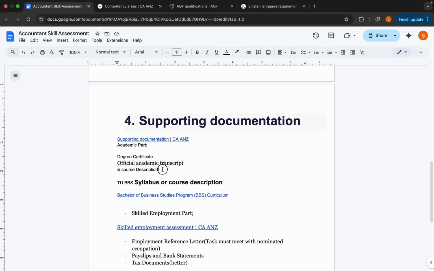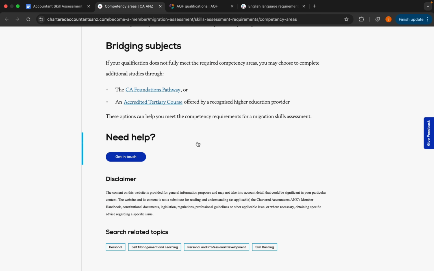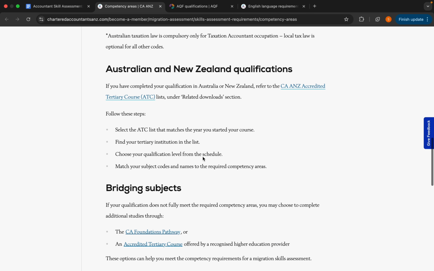So course description, this one is especially for those who are doing skill assessment based on their overseas bachelor's or master's degree in accounting or in finance. You need to submit your course description as well. As I said here, they used your course description to compare these courses.